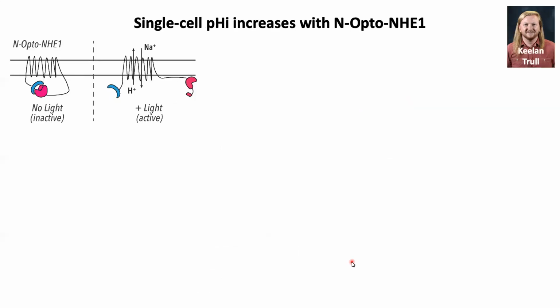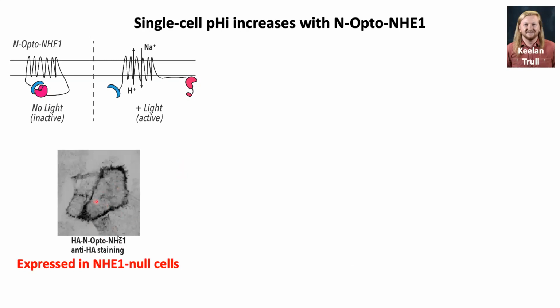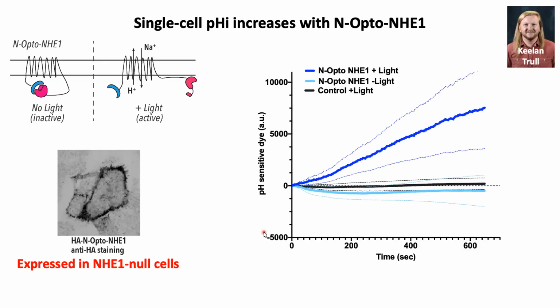And so Keelan Trull, a postdoc in my lab, has been working on this project. We were finally able to see good expression of the optogenetic tool in these otherwise NHE1 null cells. So Keelan then tested whether opto-NHE1 cells exposed to light could have an increase in pHi. So using fluorescence of the pH-sensitive dye, we saw an increase in this dye fluorescence, indicating an increase in pH when we had opto-NHE1 cells that were exposed to light.